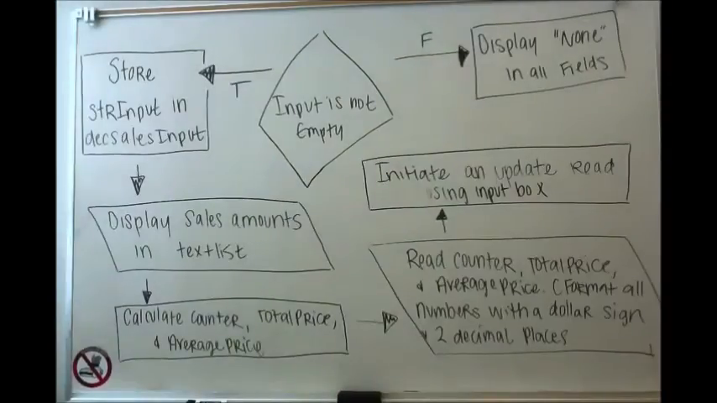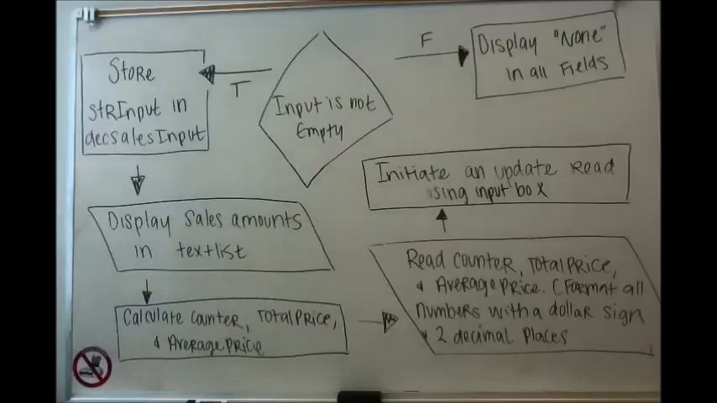Okay, so in this part of the flowchart, we're going to be introducing the parallelogram, and the parallelogram is basically just to display things. So for the while loop's true path, the first thing you're going to do is store the string input into the decimal sales input. And for those of you who don't know how to do that, you're going to be using the tryParse method. Then the next step is going to be to display the sales amount in the text list. Your next step is going to be to actually calculate the counter, total price, and average price.